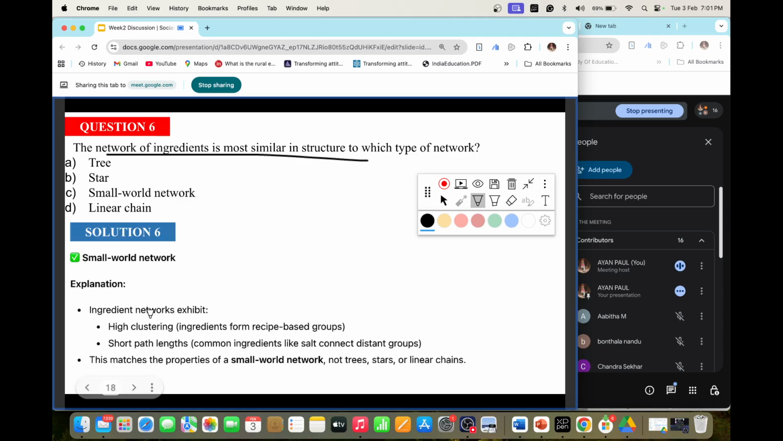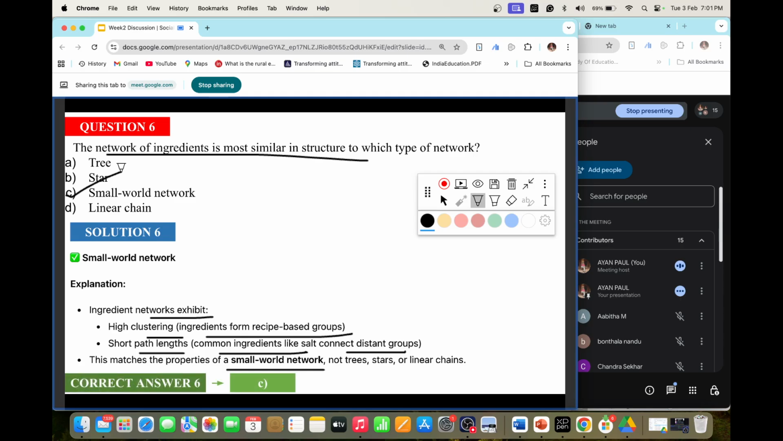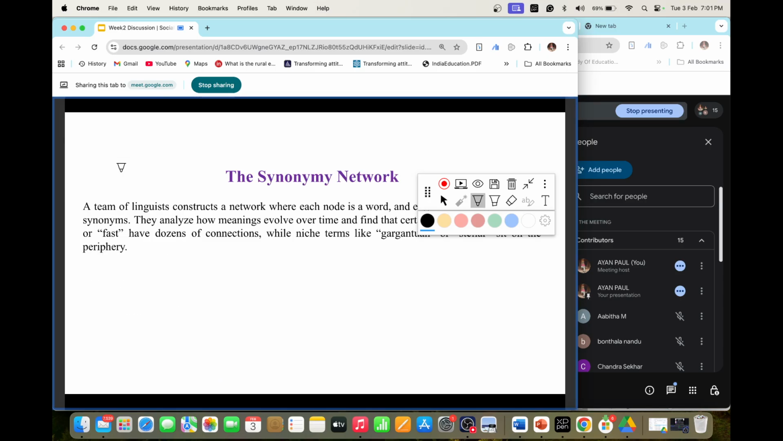Ingredient networks exhibit high clustering, as ingredients form recipe-based groups. They also have short path lengths, as common ingredients like salt connect distant groups. So this matches the properties of a small world network, not a tree, star, or linear chain. So option C is the correct answer for question number 6.